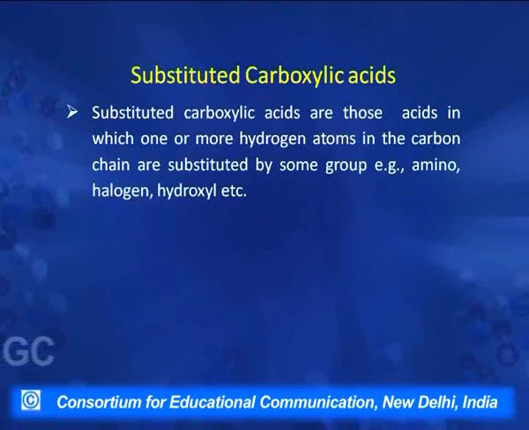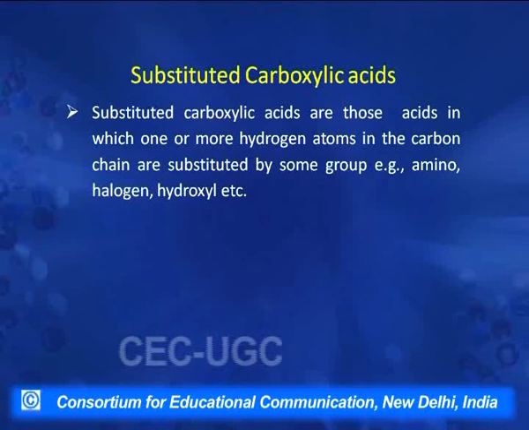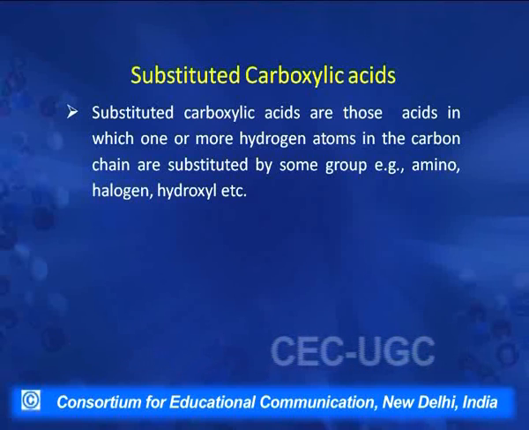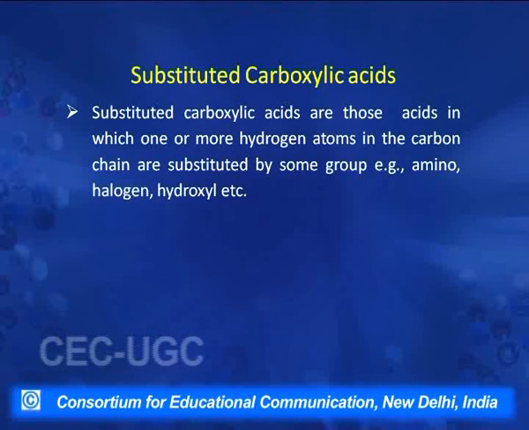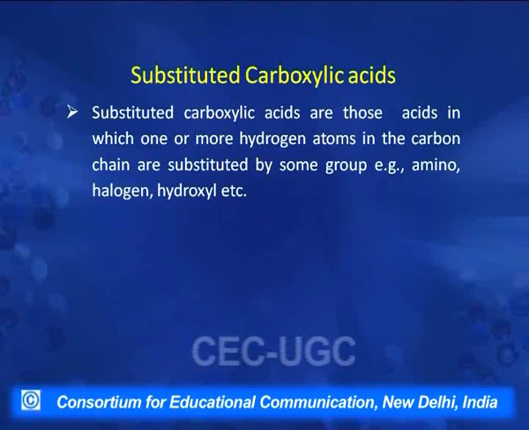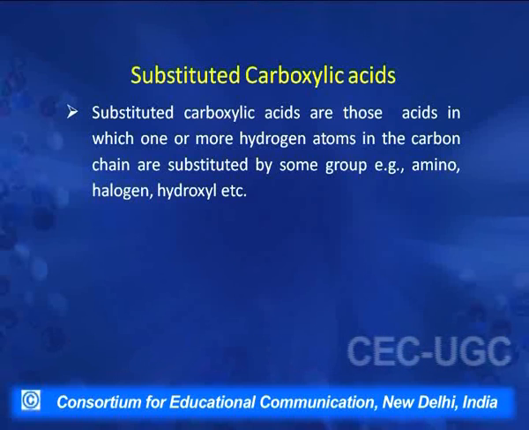So, we have discussed earlier that if there is some substitution in a compound, we call that a substituted compound. So, if there is a substitution in carboxylic acids, we will call them substituted carboxylic acids. But in carboxylic acids, substitution can occur at 2 different places. One in the side chain, and second in the carboxylic group itself, where the OH group gets substituted.